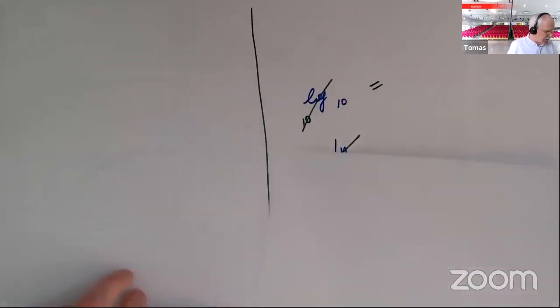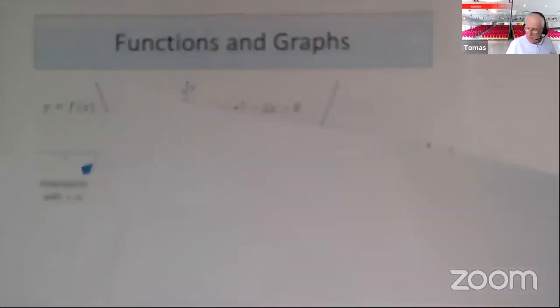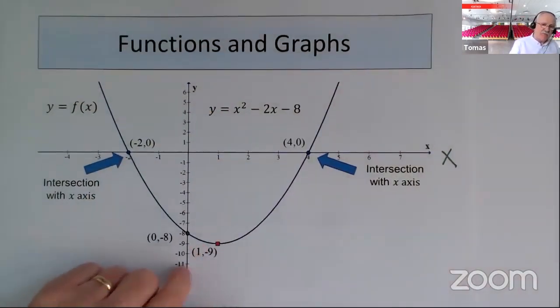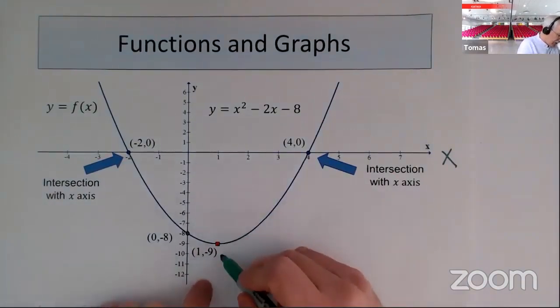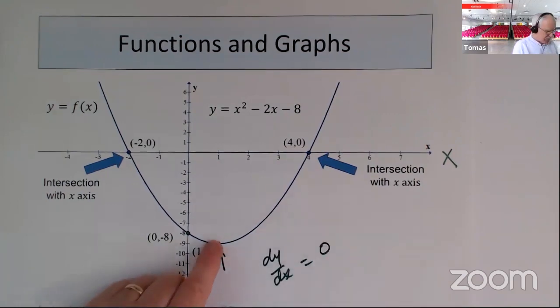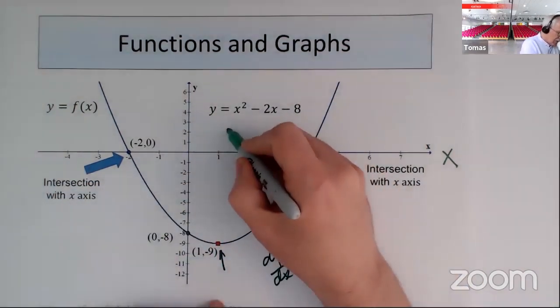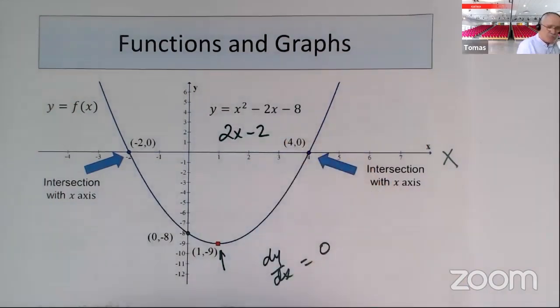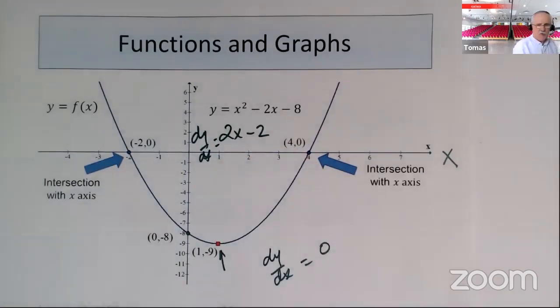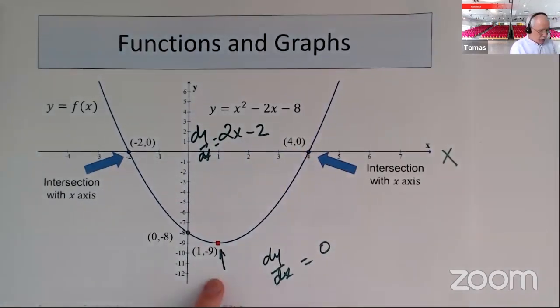This question has come up a bit about the maximum point, and I'll just talk about that. This is the example here. Here's the original graph, and this was our minimum point here, and we said dy/dx turned out to be 0 here at the point (1, 9). dy/dx was 2x minus 2. So the question really was, how do you know that that's a minimum point if you haven't drawn the graph?